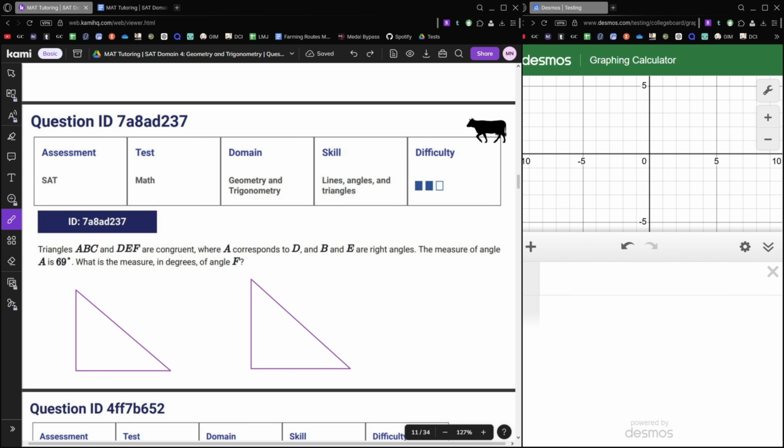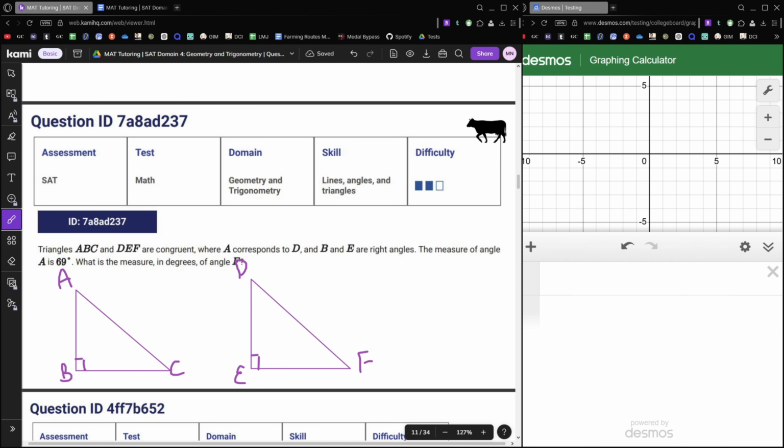Alright, I went ahead and drew in our triangles. We note that B and E are right angles, so this would be B and this would be E. Let me draw the right angles as well. We also know that A corresponds to D, so I'll just put A at the top, and then D would go in the same spot. And let's go ahead and finish out our triangle. It's triangle ABC, and then DEF.